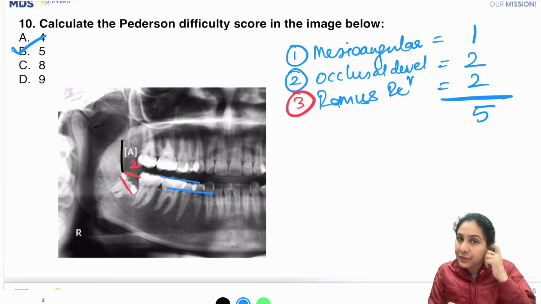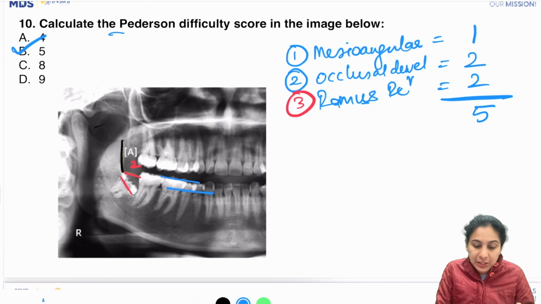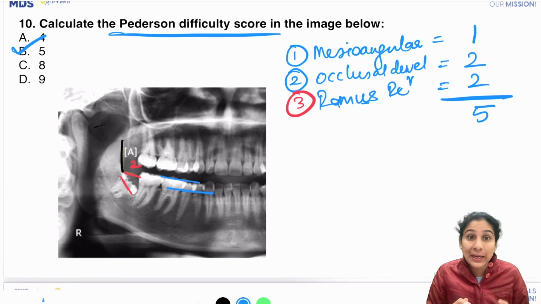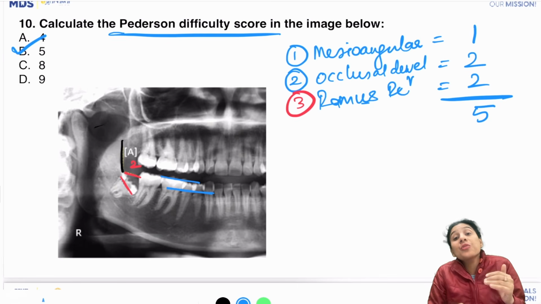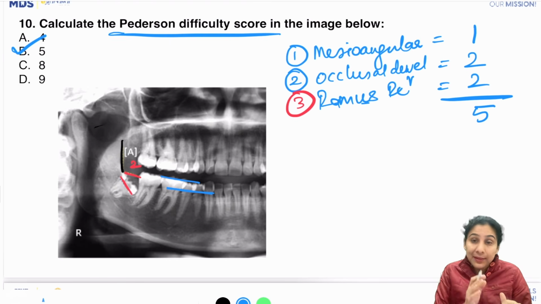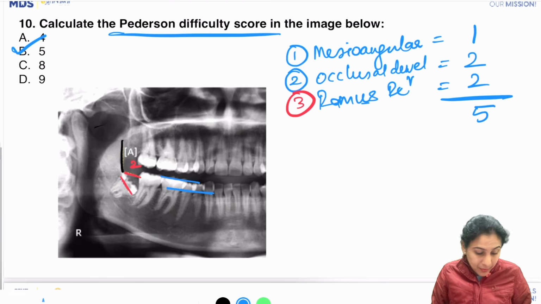Alright, so this is how you calculate the Pedersen difficulty score. Another one of the favorite questions of examiners. Please don't make a mistake. And the options that they will give are 4, 5, 6 and 7. So you have to be really precise, okay, and calculate accordingly.